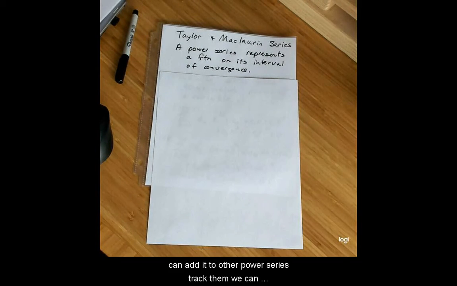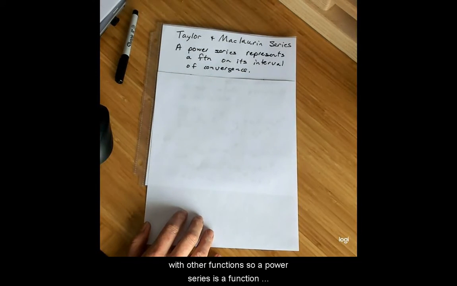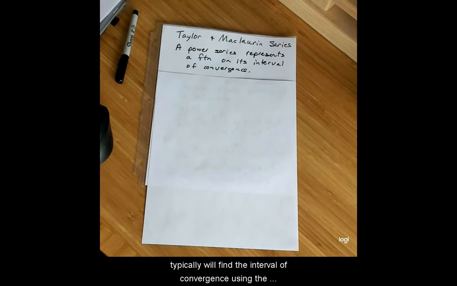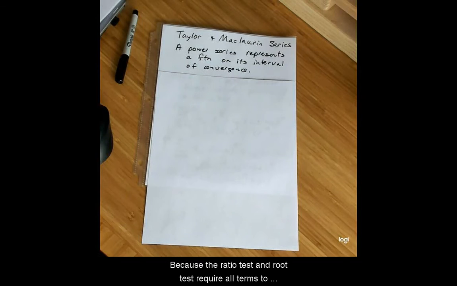We can add it to other power series, subtract them. We can even multiply and divide them. We can also compose them with other functions. So a power series is a function itself, but only on its interval of convergence. And remember, we typically will find the interval of convergence using the ratio test or occasionally the root test. Now, because the ratio test and root test require all terms to be positive, we'll have to check for absolute convergence, because if it is absolutely convergent, then it must be convergent.